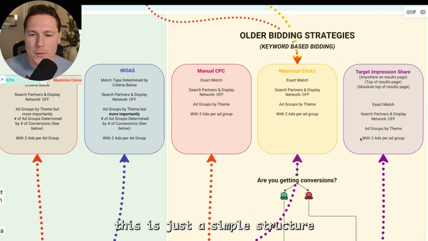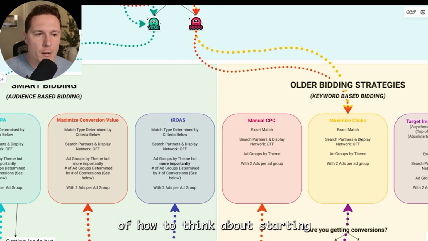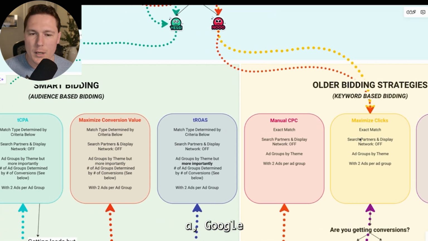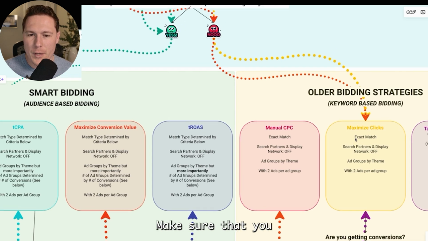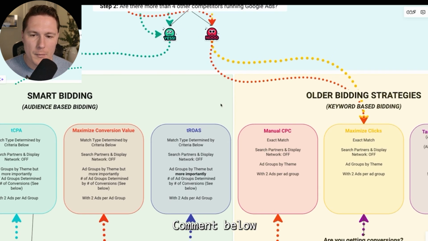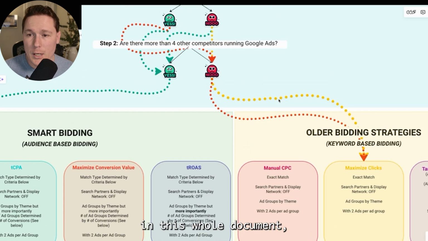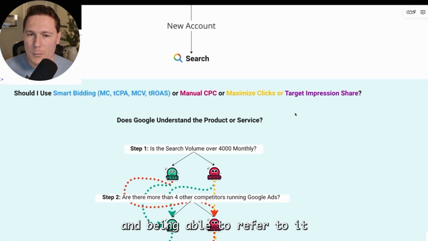So again, this is just a simple structure of how to think about starting a Google lead gen search campaign. Make sure that you check out this resource, comment below if you're interested in this whole document and being able to refer to it as you're thinking through your new campaigns.